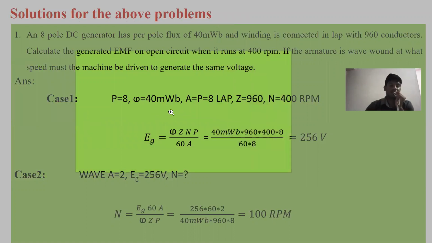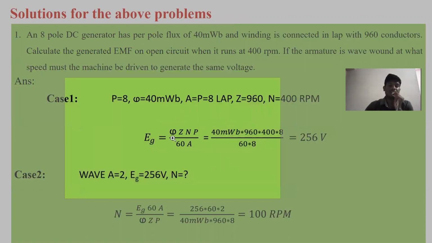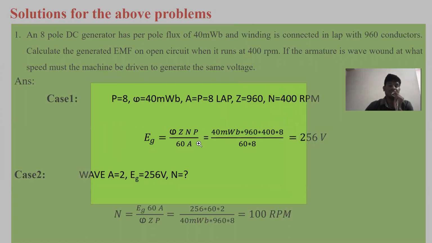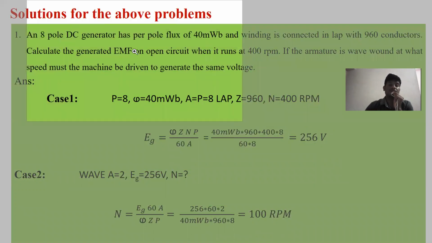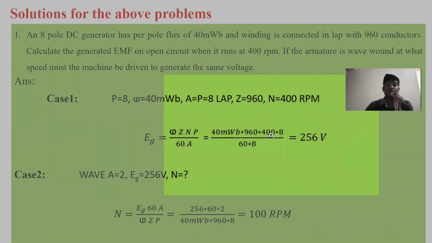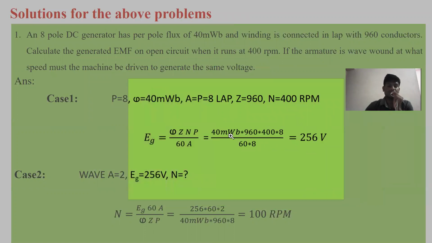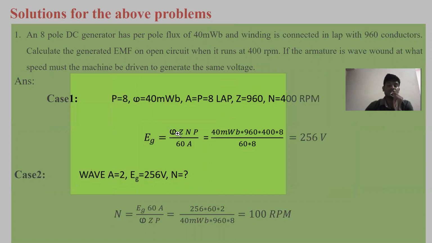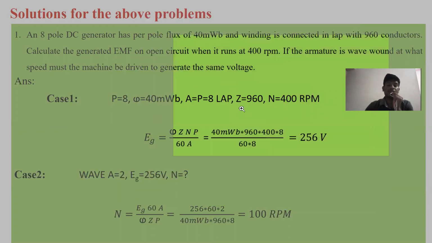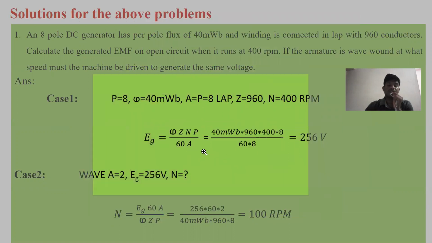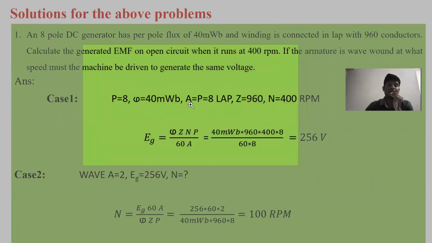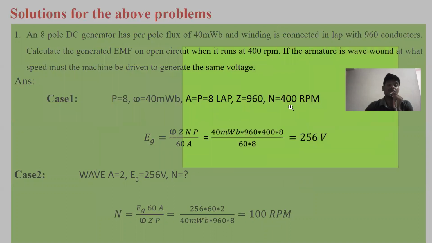So see here in case 1. I am using the EMF equation, EG equals to phi Z N P by 60 A. I simply place the values given in the problem and I get 256. So 40 milliwebers into Z 960 into N 400 RPM into P 8 by 60 into A, where A equals the number of parallel paths. It is a lap winding, that's why A equals P.